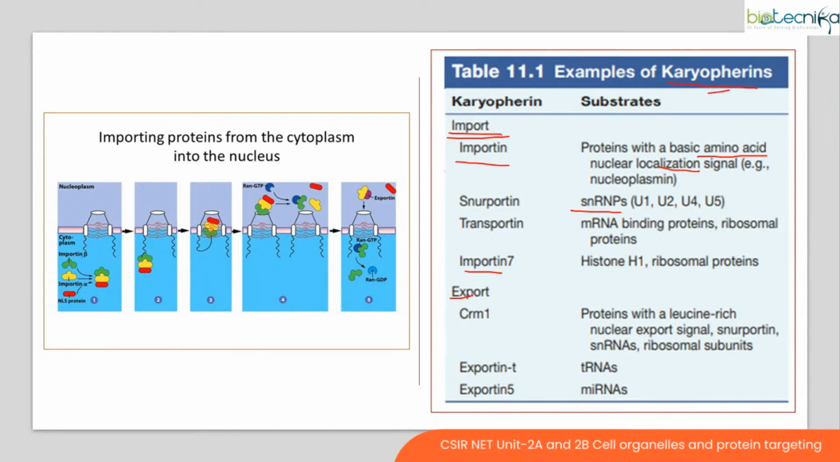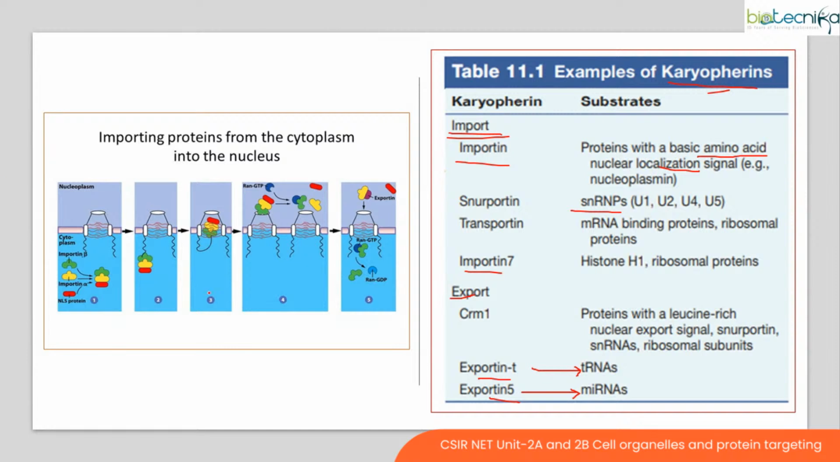Similarly, we have exportins. As in the question, it was mentioned about exportin T and exportin 5, which are responsible for the transportation of tRNA as well as microRNA out of the nucleus.